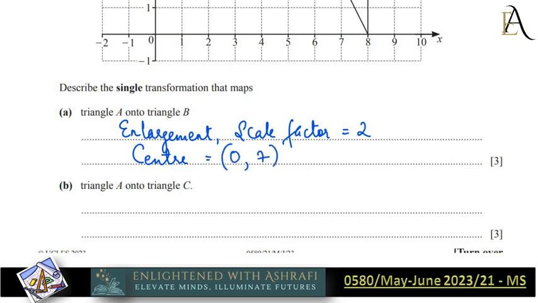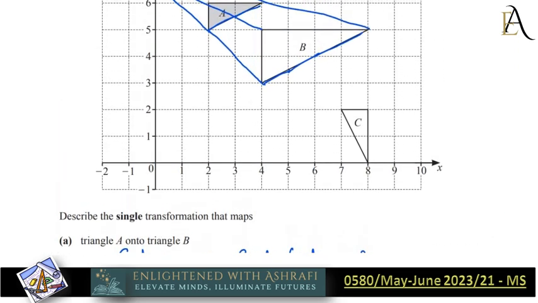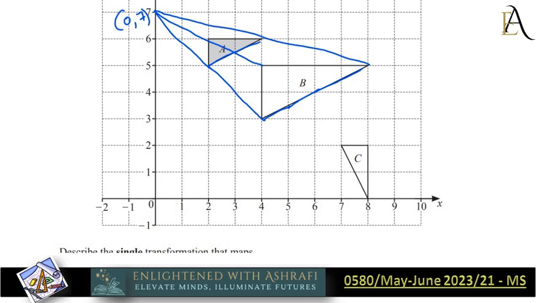Now the other one is triangle A onto triangle C. Triangle A onto triangle C. Let's take a different color so that we don't make any confusions.